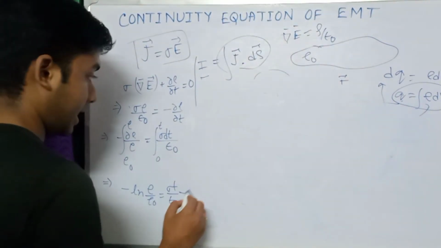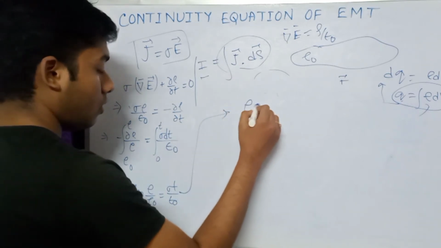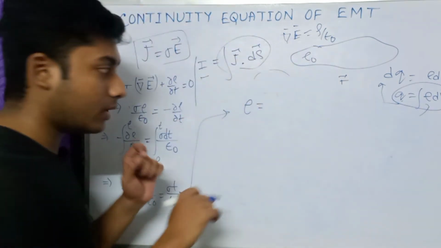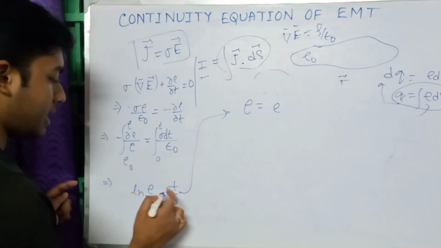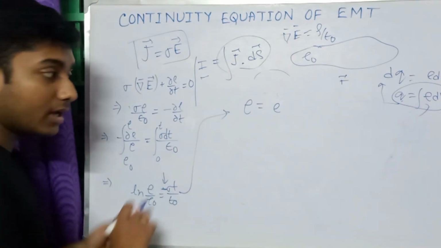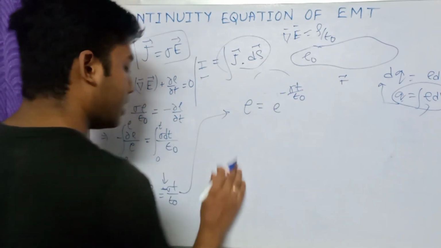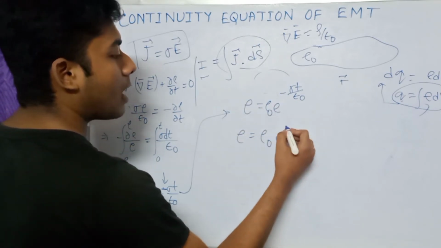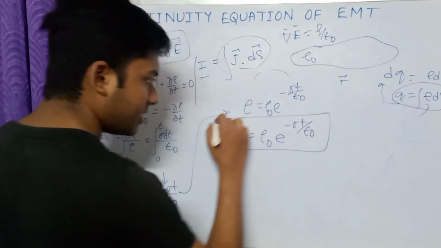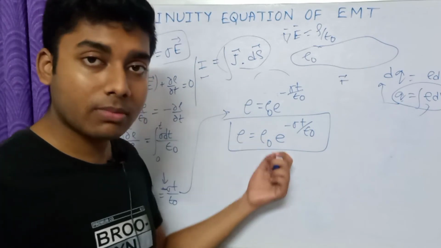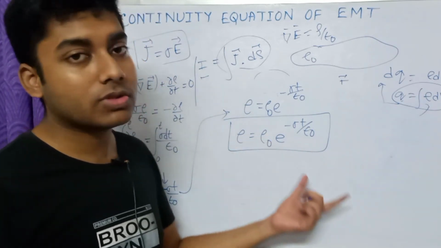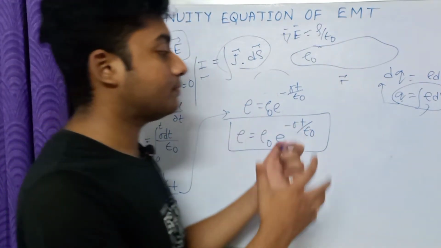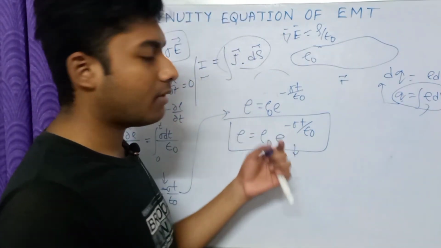Now from here I can write that rho will be equal to, if ln comes to this side, then it will be e raised to the power minus sigma t over epsilon naught, times rho naught. So rho is equal to rho naught e to the power minus sigma t over epsilon naught. This is very important for solving mathematical problems and to understand what happens to the charge density after time t. Now from here I can also calculate the relaxation time or mean time.